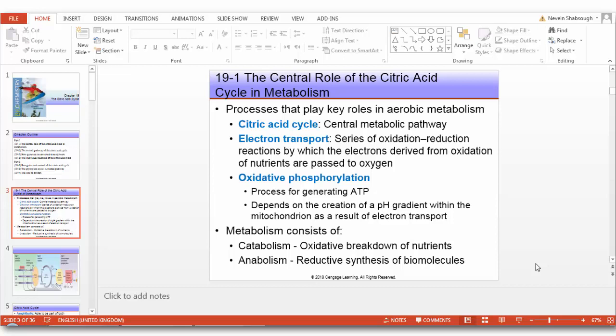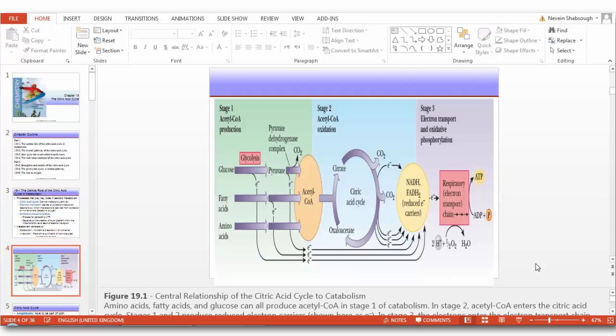Now, metabolism consists of catabolism, which is the breakdown of large molecules into smaller ones. This is oxidative in nature and energy yielding, and anabolism, which is reductive in nature and energy requiring. Now, the citric acid cycle is referred to as being amphibolic, meaning that it plays a role in both catabolism and anabolism.